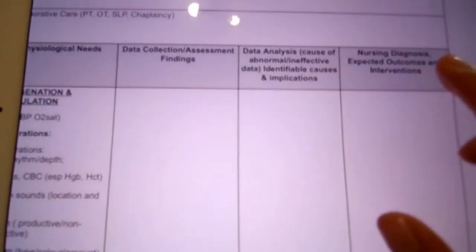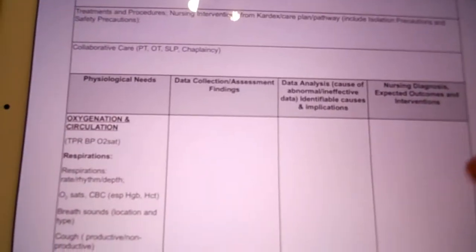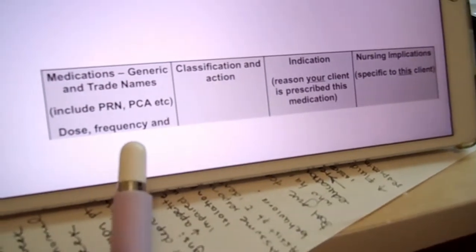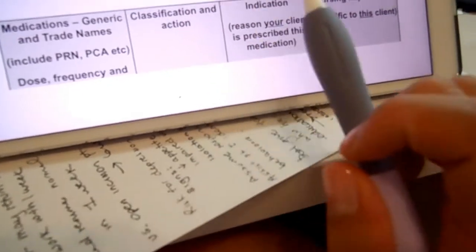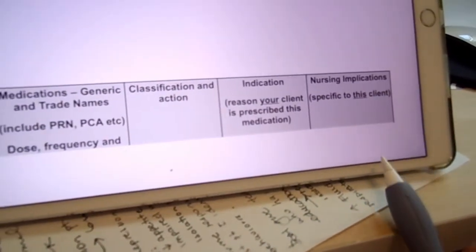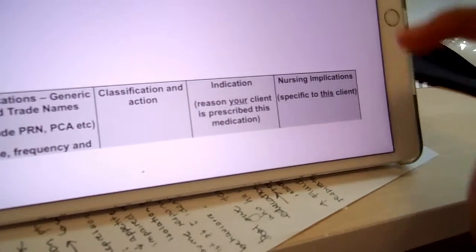And then after that, you would write down a nursing diagnosis here, what kind of goals you have for your patient, and the interventions that you are doing to help with the data that you were seeing that is abnormal. Then you would go through the medication that they're being given. So the medication, the dose, frequency, how the medication works, why your patient is on this medication, and what you need to know to do before or after giving that medication.